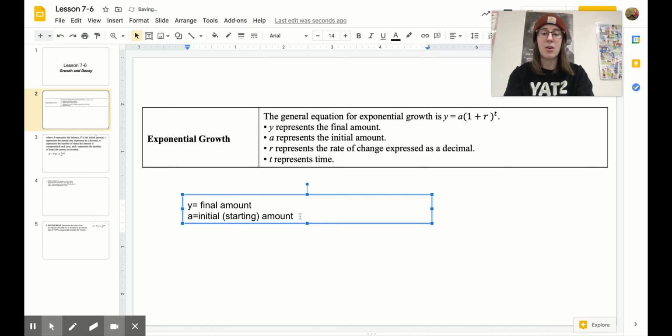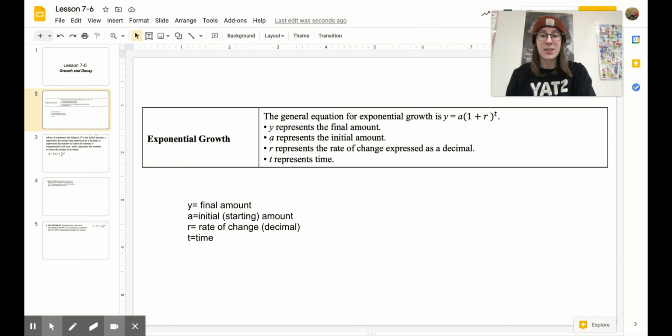Then your R is the rate of change, and that's expressed as a decimal. It has to be a decimal, so like 0.2. If your interest rate is 2%, it would be 0.02. Then T always represents time. That could be months, years, days, whatever it may be. So I want you to write that down in your notes.